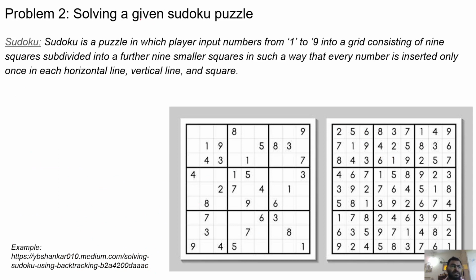The next problem is solving a given Sudoku puzzle. Basically, in a Sudoku puzzle, we have one large square that contains smaller sub squares. It has 1, 2, 3, 4, this is the fifth one, sixth, seventh, eighth, ninth. So it has nine sub squares, and each sub square has boxes 1, 2, 3, 4, 5, 6, 7, 8, 9.